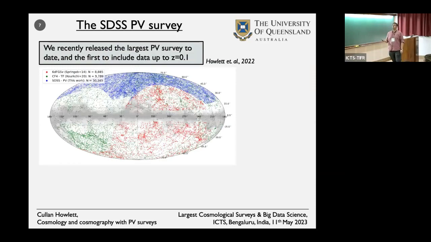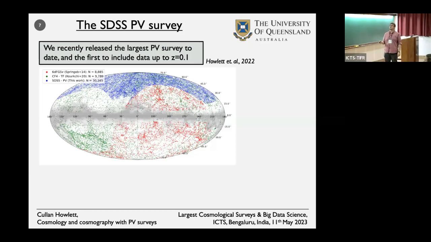And so on that front, we recently released a new survey of fundamental plane galaxies, or a new catalog rather. So this is called the Sloan Digital Sky Survey Peculiar Velocity Catalog or survey. Apologies for the double survey there. Can't help it nowadays. So this was released last year, and this is the first to include some redshifts up to 0.1. So we now have peculiar velocities which go quite far in the local universe.